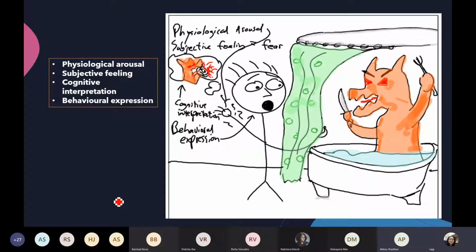Yes, so this is dangerous. Oh my God, I am under threat. I may be harmed. Behavioral expression: blood gushing away from the face, an expression of being aghast, whatever.